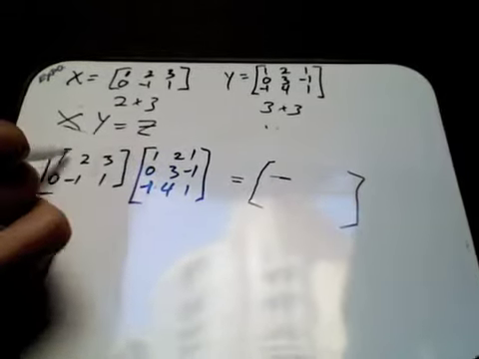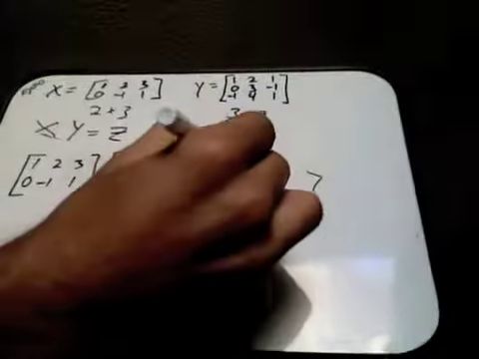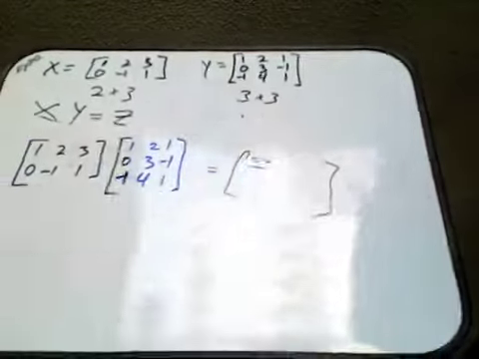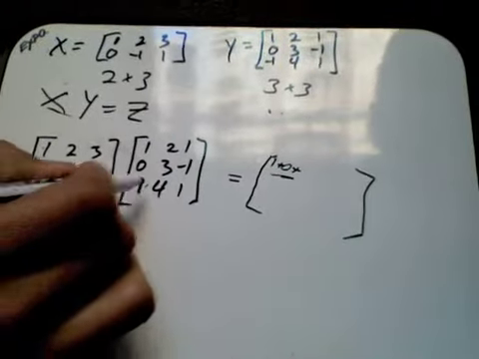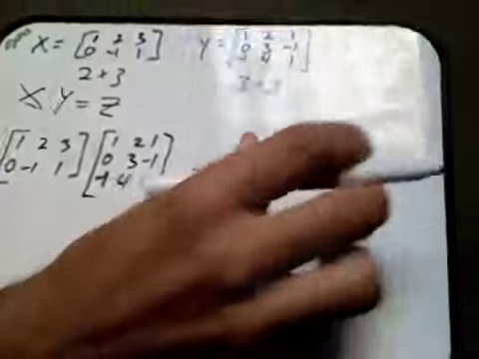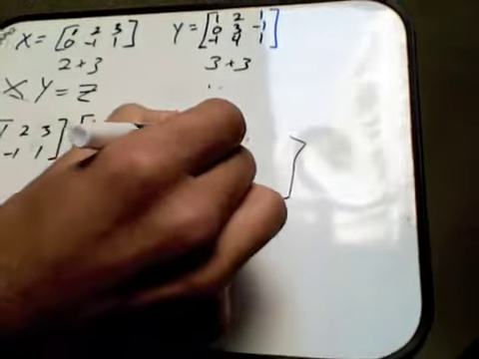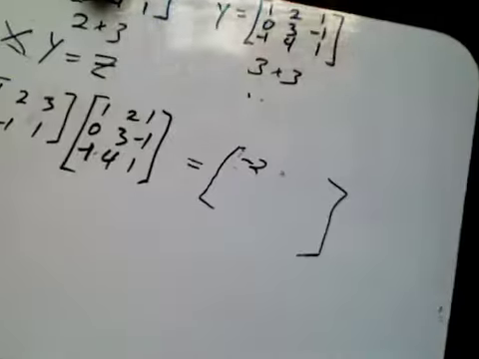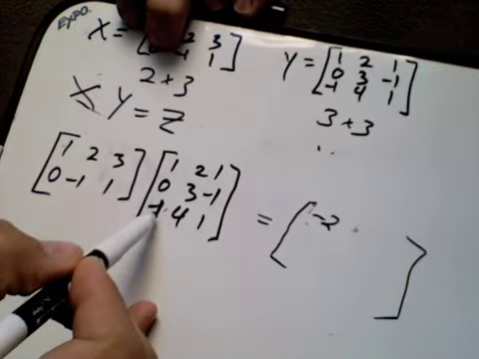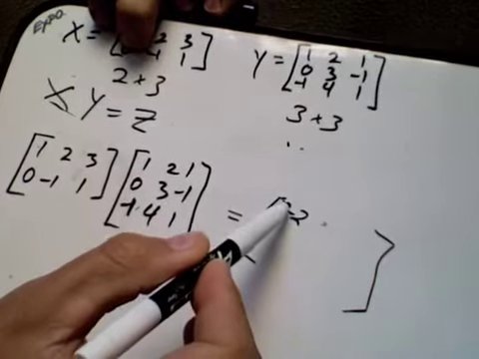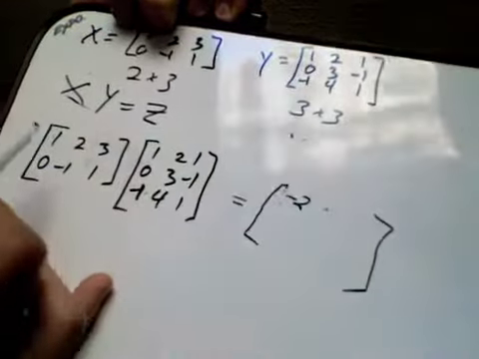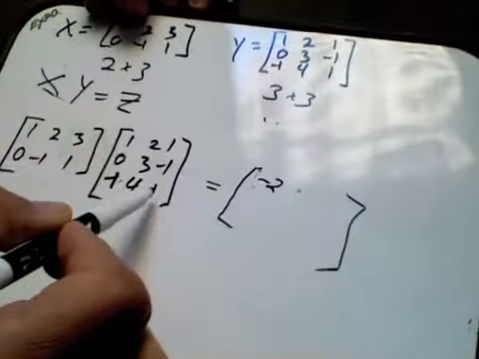-1. 1 times 1 is 1, plus 2 times 0, which is 0, plus 3 times -1, which is -3. So 1 plus 0 plus -3, -2. Okay, so we had to do all that work just to find one element. We had to multiply everything in the top row times everything in the left column and add those up to find this top left entry. Okay, the bottom right entry, you try it. What do you think you're going to get for the bottom right entry? Bottom row, right column.